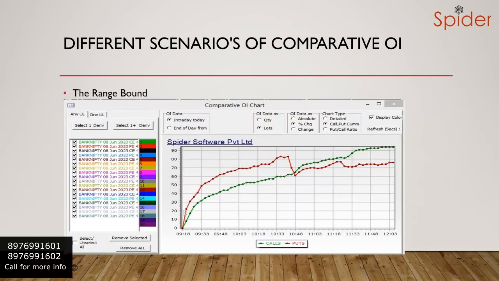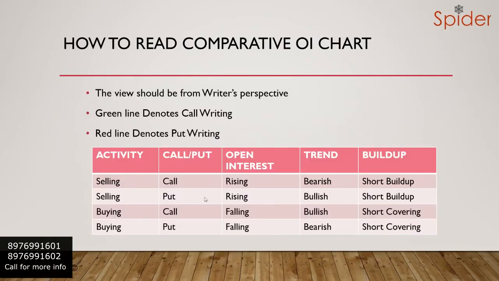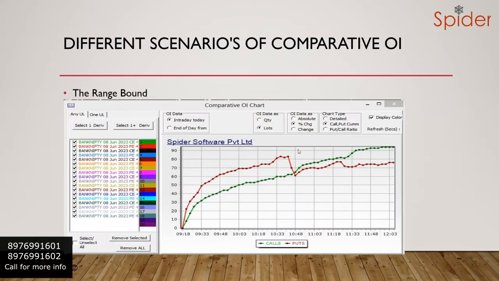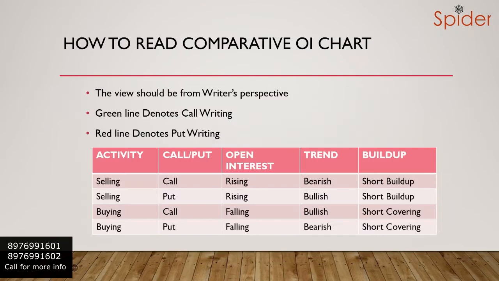So we'll check the call writing. If you can see the red line, that is the call writing line, was rising. So basically this is showing that the market was bearish. Now put writing rising: the market was bullish. You can see the red line, that is the put line, was rising. So the market was bullish for the day before yesterday.